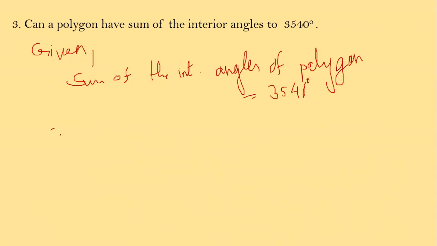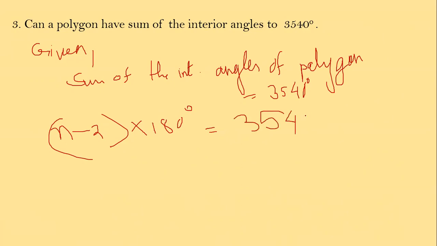And what is the formula? We already know the formula is (n minus 2) into 180 degrees, which is equal to 3540 degrees. Again, we have to find the value of n. Now, I will tell you why we are finding the value of n. Let us first find the value of n. So 3540 divided by 180 will give you how much?